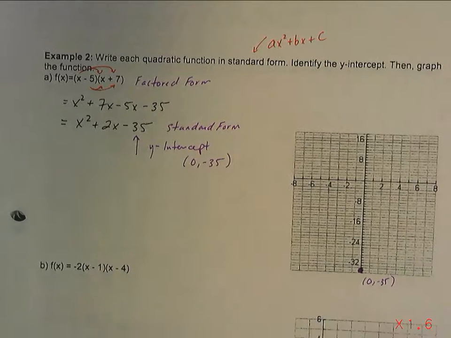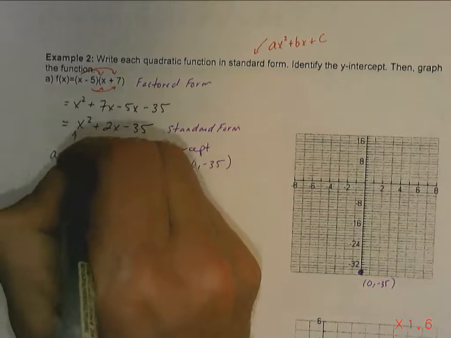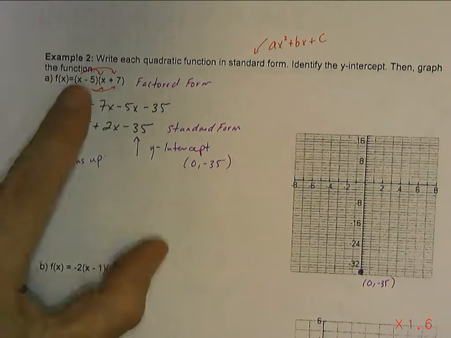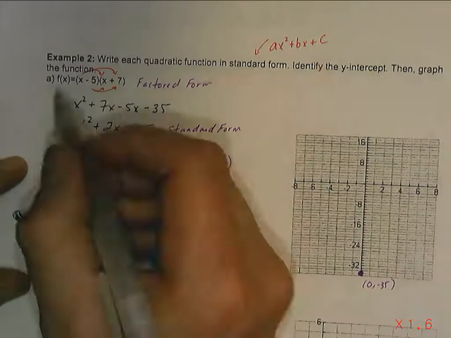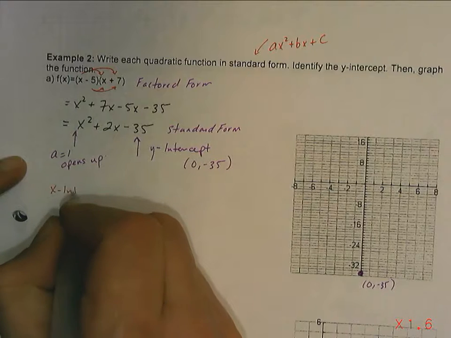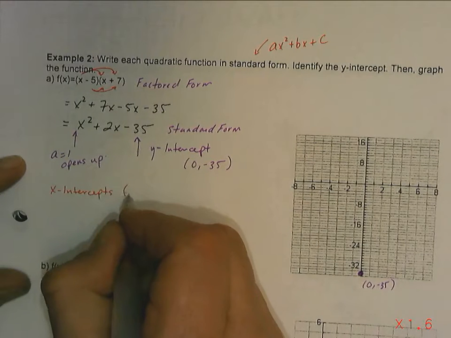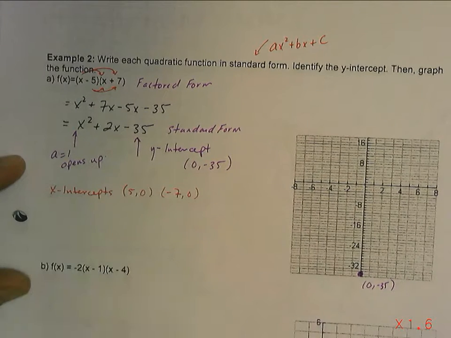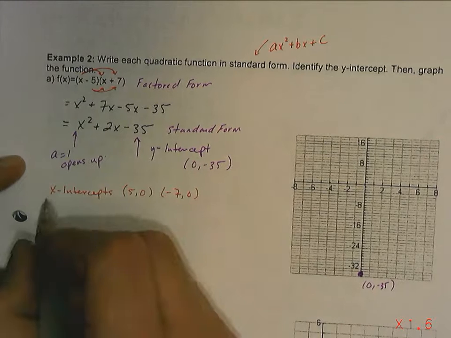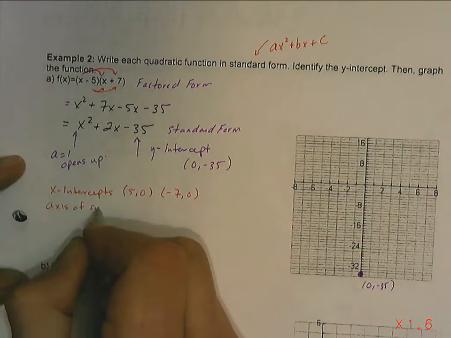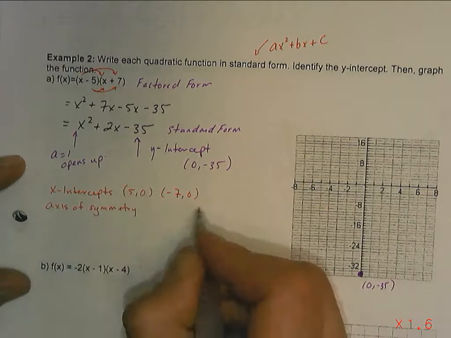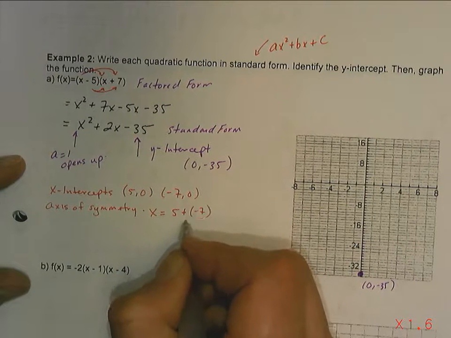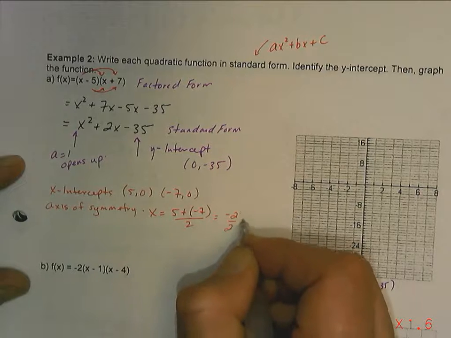Okay, so if I wanted to graph this, I know something else. I know my a value, a equals 1, so it opens up. And if I wanted to know a little bit more, I could go back to the factored form, and I could tell that it has some x-intercepts. The x-intercepts are going to be (5, 0) and (-7, 0). So that's from the factored form. And the axis of symmetry is right in between there, so it's going to be x equals (5 plus negative 7) over 2, which is negative 2 over 2, which is negative 1.